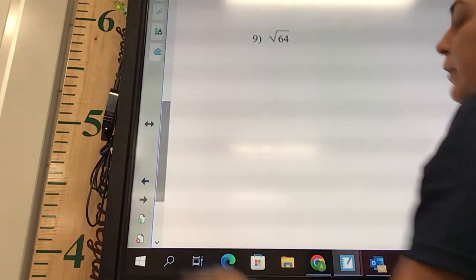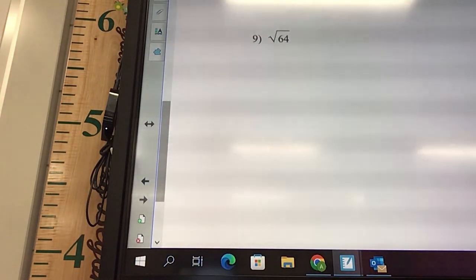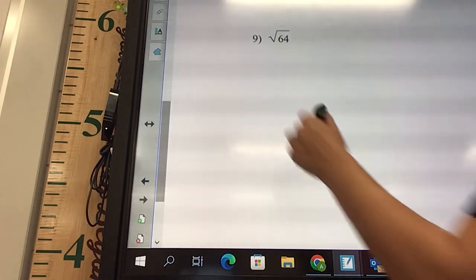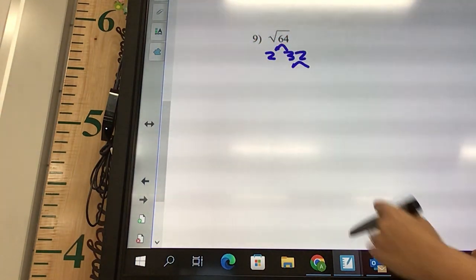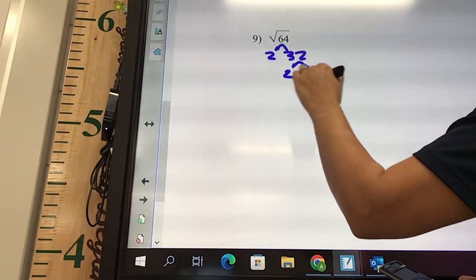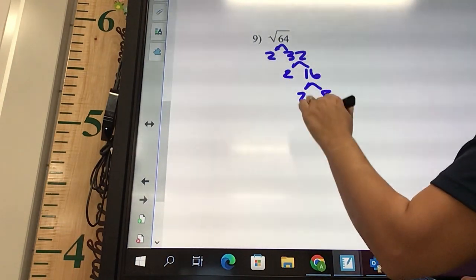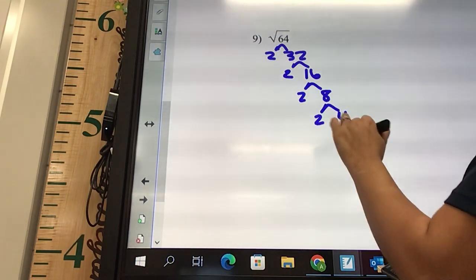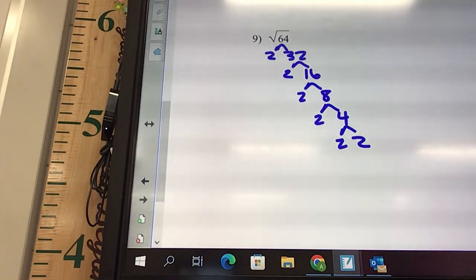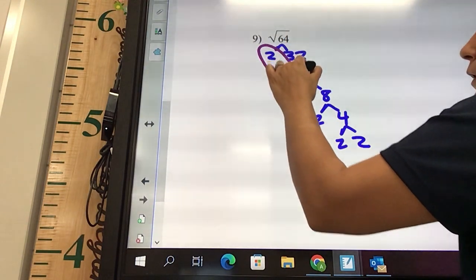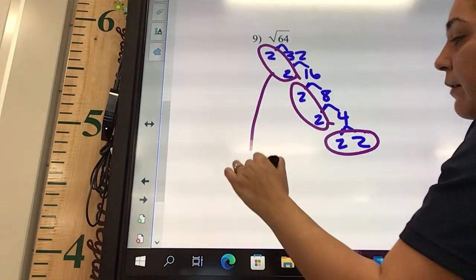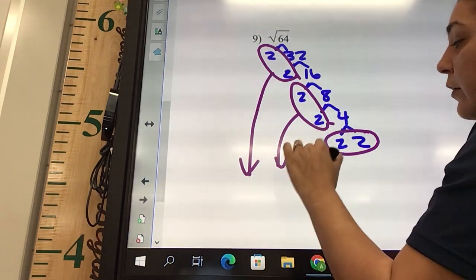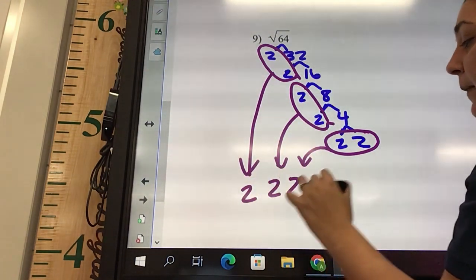Okay, 9, we got 64. 64 divided by 2, we got 2 and 32, 2 and 16, 2 and 8, 2 and 4, 2 and 2. Okay, and we're pulling in groups of 2s. So these guys can go, these guys can go, and these guys can go. So we're going to have 1, 2, 3 2s on the outside.